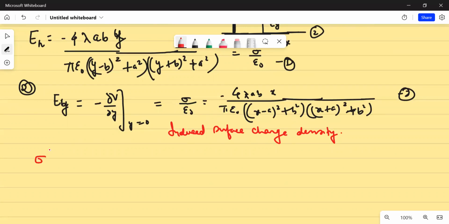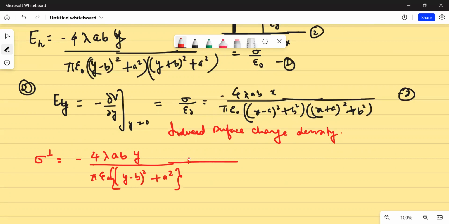So the induced surface charge density on the first plane will be equal to what? It will be equal to minus 4 lambda AB, and I have y here, divided by pi epsilon naught, and I will have y minus b whole square plus a square, and then multiplied by, again, y plus b whole square plus b square. Is that clear?